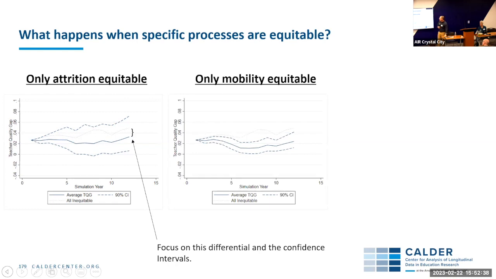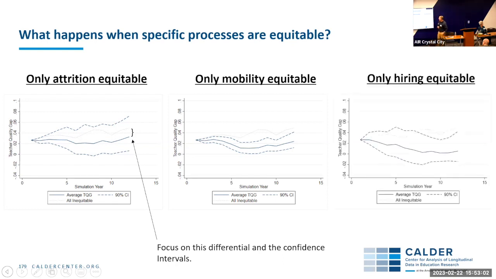If mobility is the equitable process, then you can see that the dotted line hasn't changed because it is the truth, right? But the solid line, the simulated line, is now far below the dotted line, and the confidence intervals are also below the actual. And if hiring is equitable, again, it's a bigger kind of bump. So our take is that mobility and hiring turn out to be kind of more important than attrition.